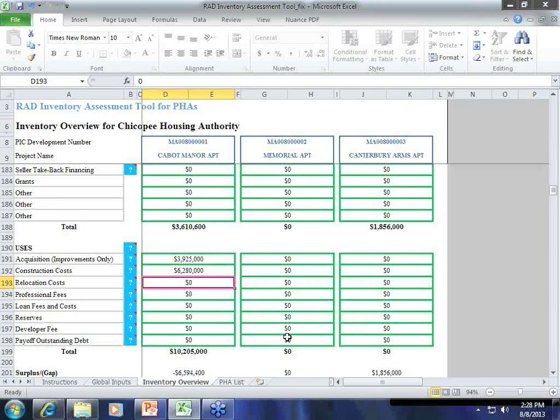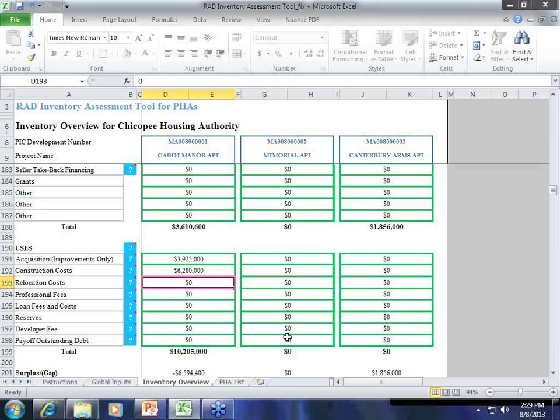Okay, then the next number is relocation costs. And typically, we don't put in anything for relocation costs, and here's why. With RAD, your Section 8 contract will start to fund when you close on your construction financing. So even though there's going to be a period of time where some units might be empty to help with expediting the rehab, you'll get the full value. In this case, I think Cabot Manor was $775 a unit a month. You'll start getting that as soon as the construction financing closes.